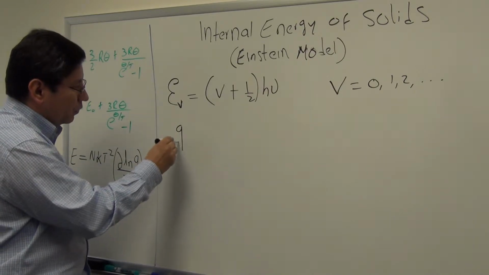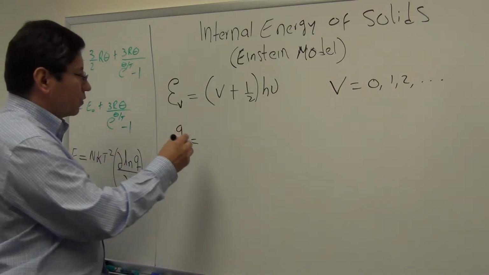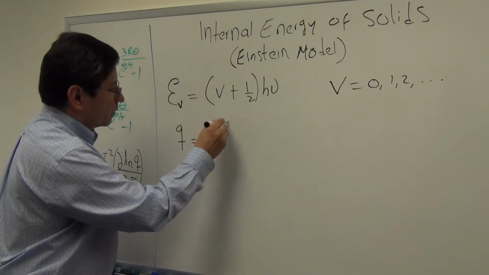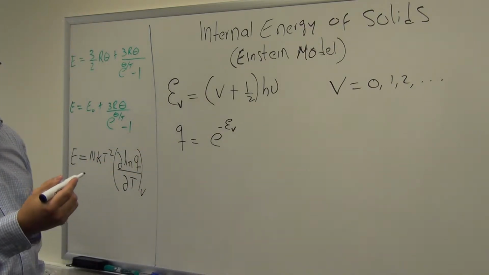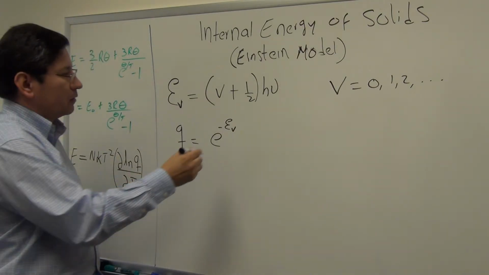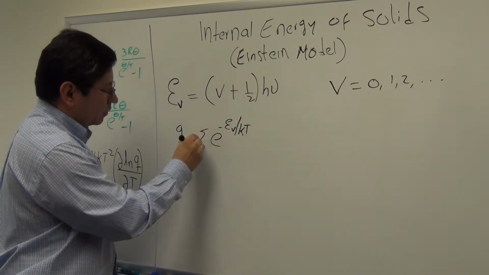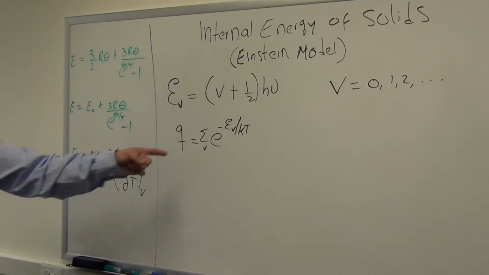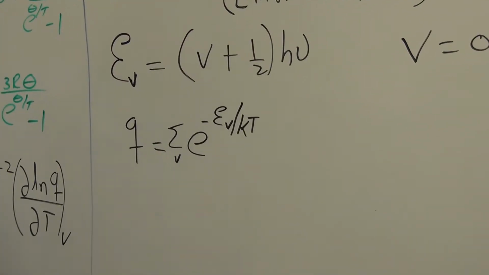Well, remember, Q, the partition function, the thing that we need to obtain this expression, is equal to e to the minus E, in this case we use V instead of i to say that these are the vibrational quantum states, over kT, and it's the summation over the vibrational quantum numbers. Please note that I'm not using the degeneracy here. That's another assumption. All the modes are non-degenerate. So just this is what we need.